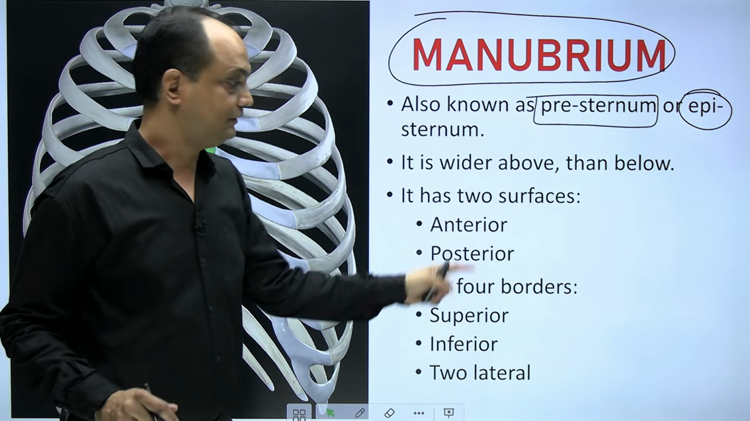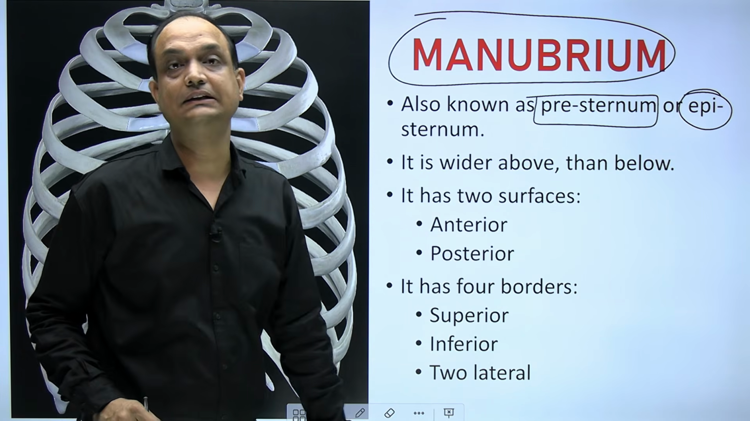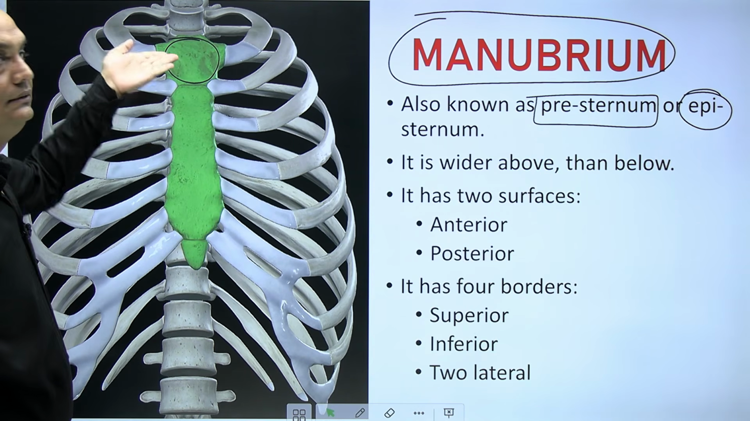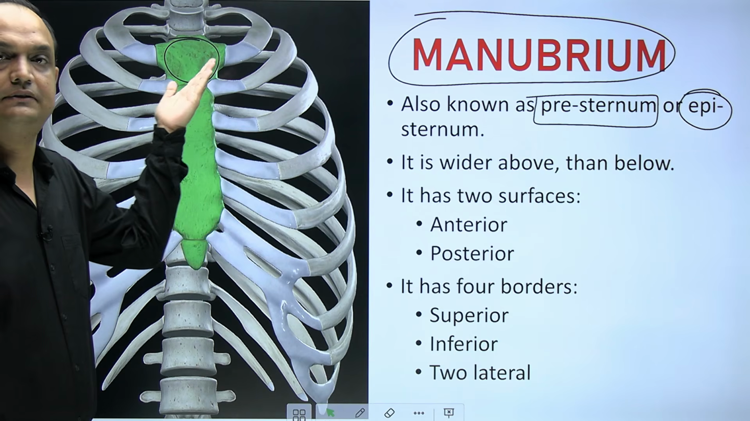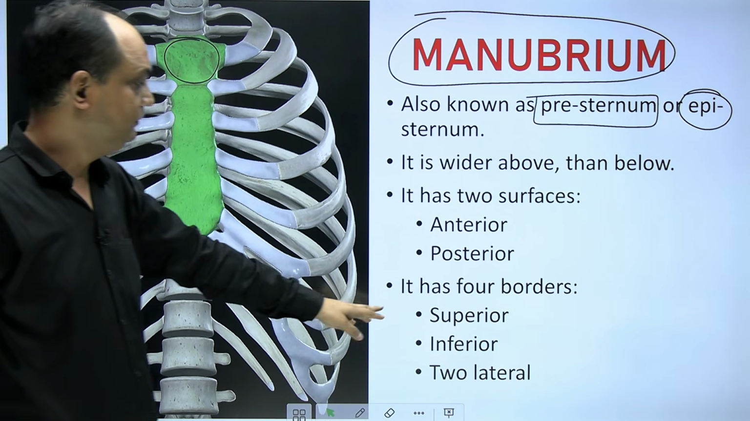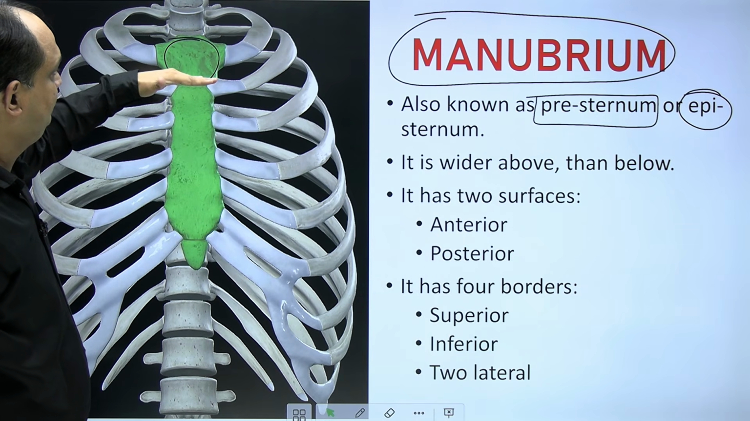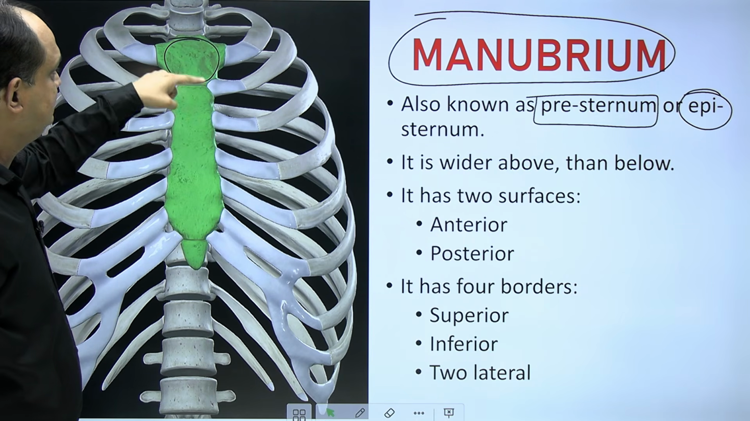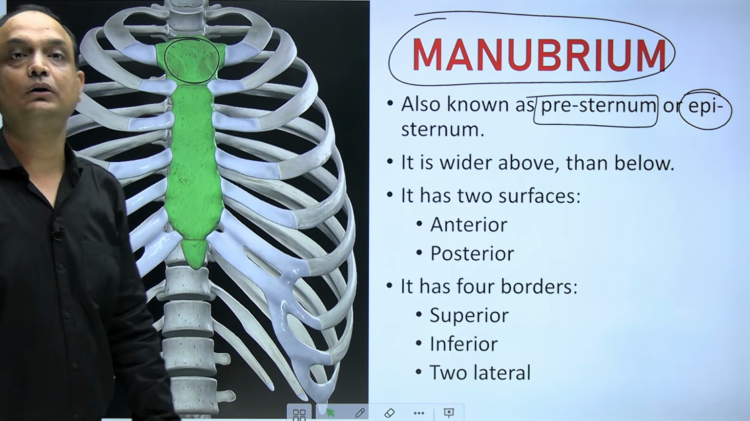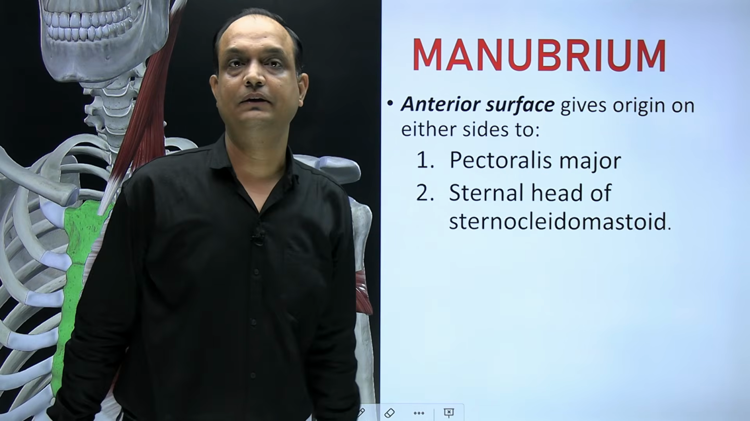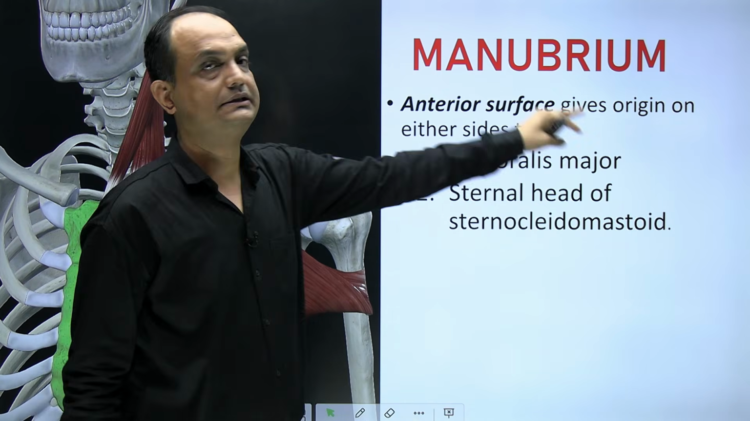This is wider in the upper part. Now when you will see the surfaces and borders, you will see that this has the anterior surface, and the surface which is facing inside is the posterior surface. Then you will have the four borders. This is the superior border, this is the inferior border of the manubrium. These are the right and left lateral borders of the manubrium. So let's discuss the surfaces and borders one by one. So first is the anterior surface.